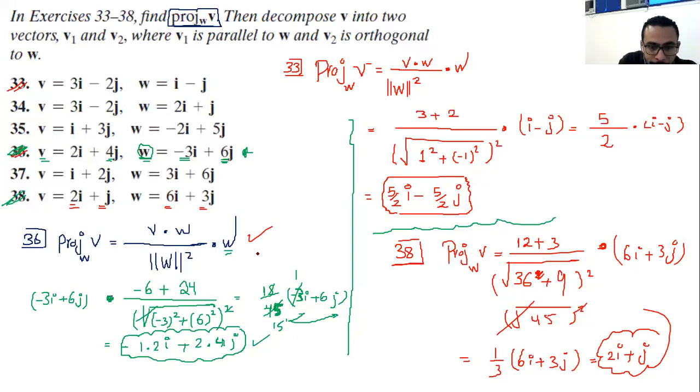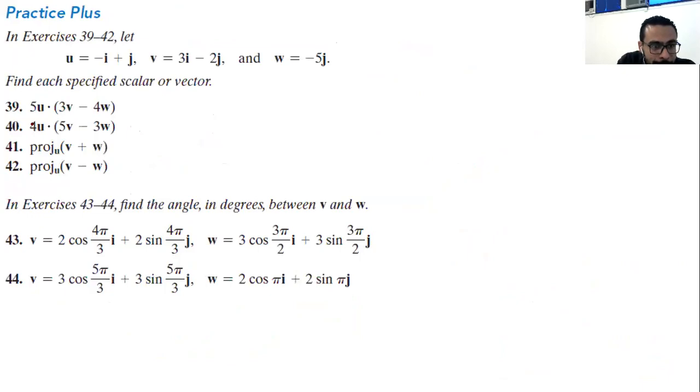Yes, Mister, can I answer the next one? Question 40. What is the question asking you? Given u, given w and given v, find each specified scalar or vector. Question 40: we have 4u minus 5v minus 3w.